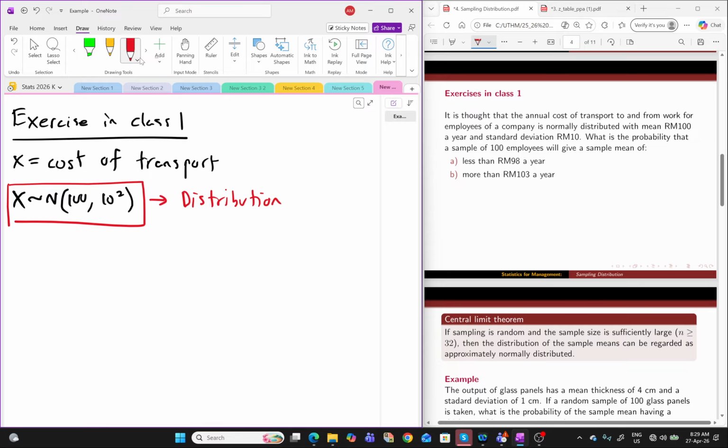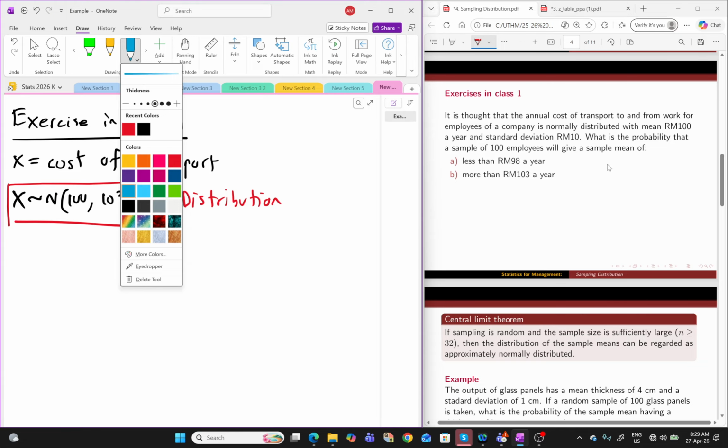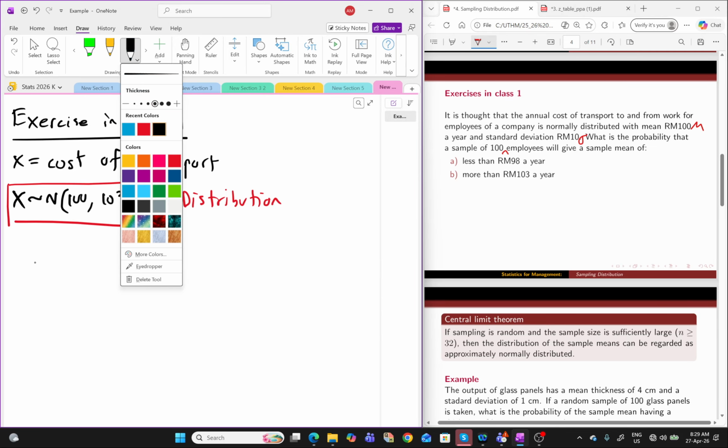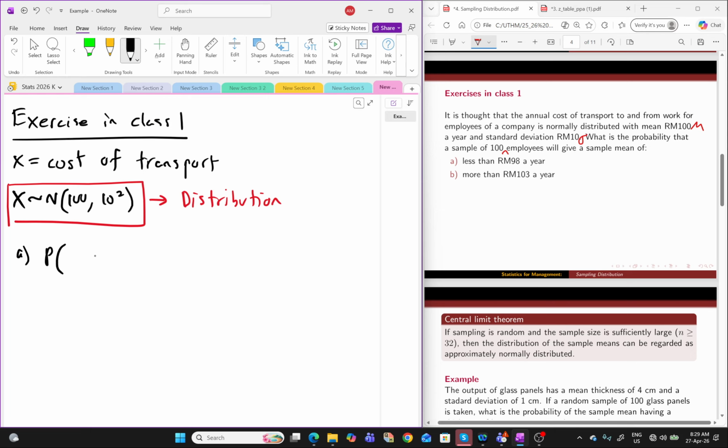So here you have to understand what is your mean here. This is your mean, this is your standard deviation, and this is your sample size n. Okay, mean, standard deviation, sample size. Question is, find the probability the cost is less than, okay, the mean cost less than 98.